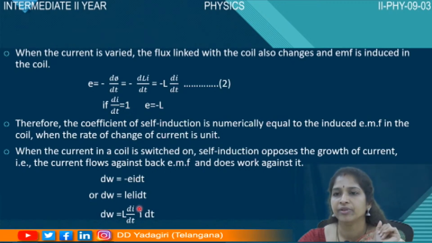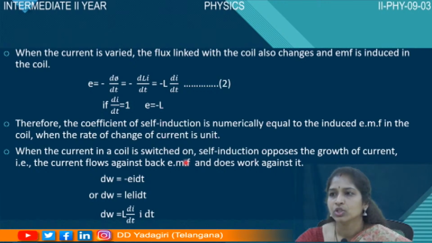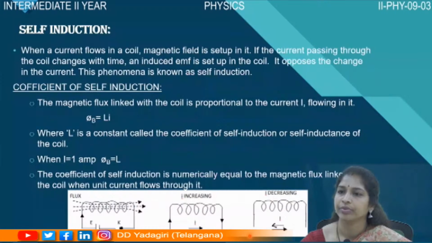Then there is some other definition also. So what is that definition? In order to see these equations, see here what we have discussed. Current in the coil is switched on. So current is increasing. So what will happen when there is an increase in the current? See here, when there is an increase in the current, there will be a change in the magnetic flux in this coil only.